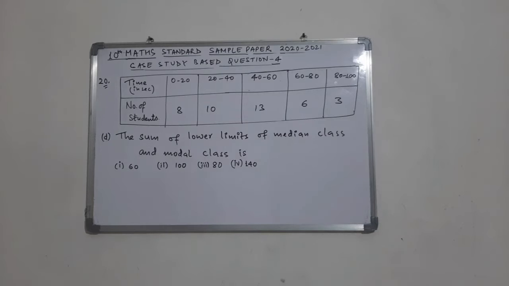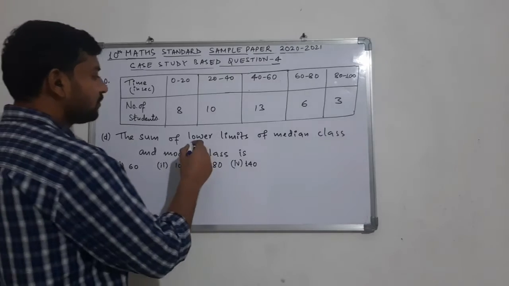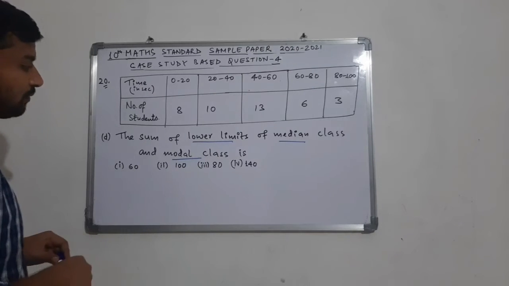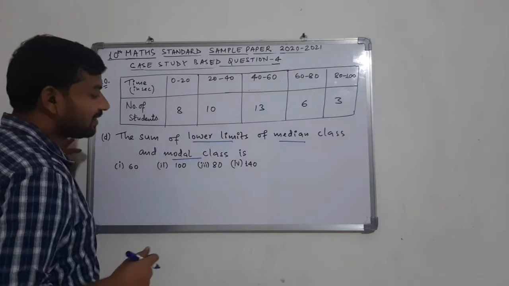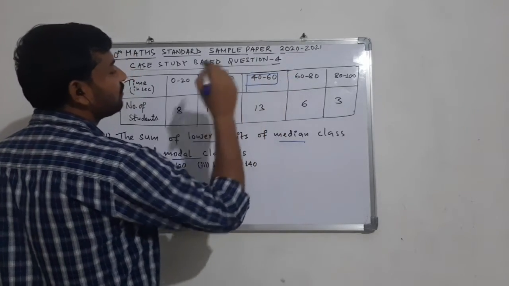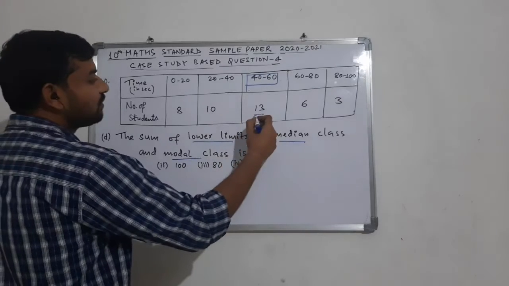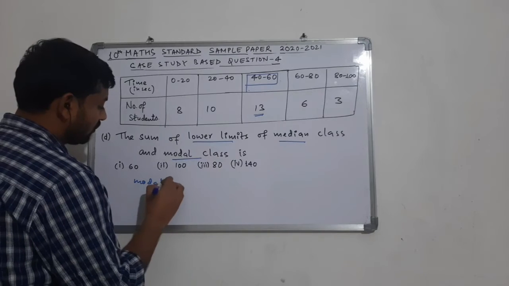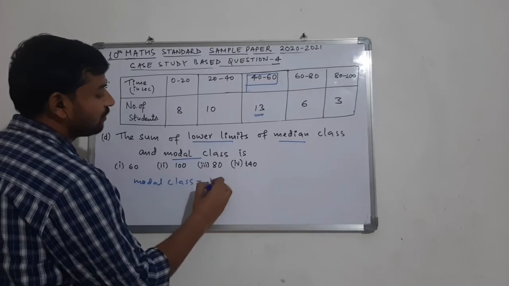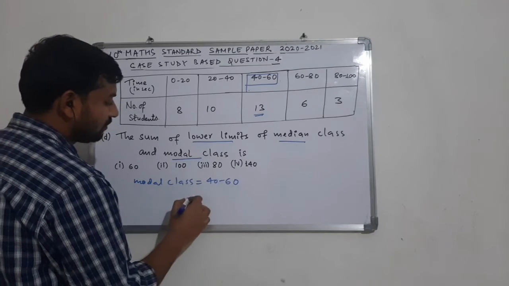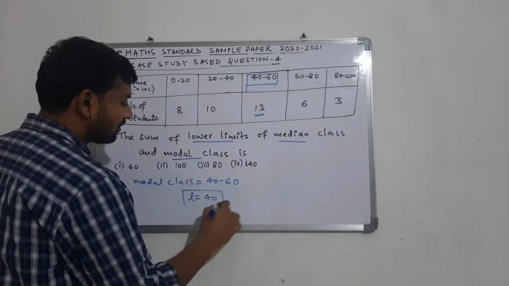Let us come to the fourth part of this question number 20. Here the question is, the sum of lower limits of the median class and the modal class is. So first of all, we have to define the median class and modal class. The modal class we have used in some previous parts. It was 40 to 60 as the maximum frequency is 13. So the modal class here is 40 to 60. So the lower limit of this is 40. So lower limit of modal class is 40.